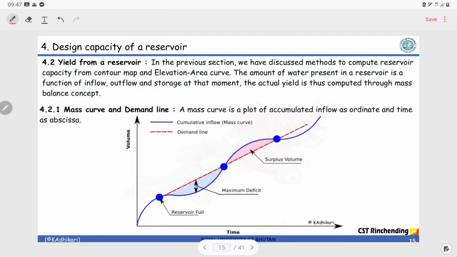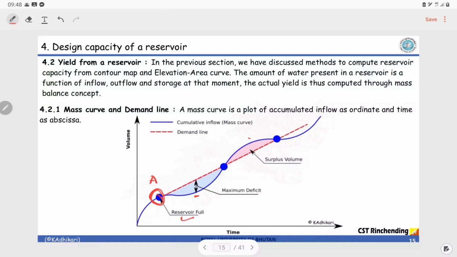All right, so when you plot it, you will realize that at some point of time this mass curve meets exactly the demand line. Sometimes the mass curve is below the demand line, sometimes it is above the demand line. Now, what information does it give? At a particular time, let's start from this point A, where I'm assuming that the reservoir is full.